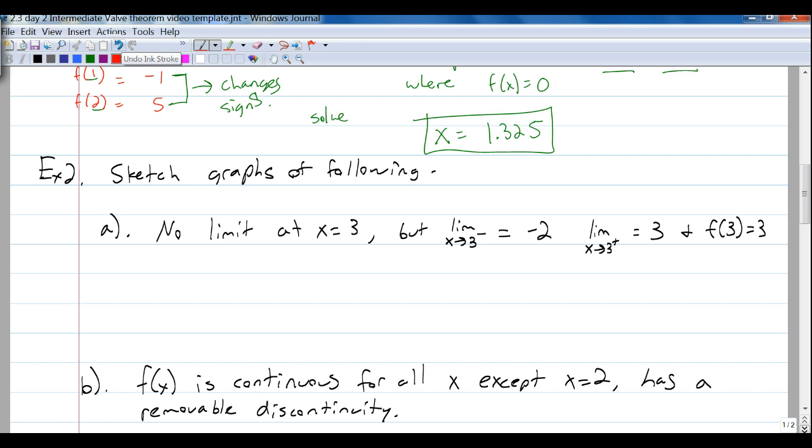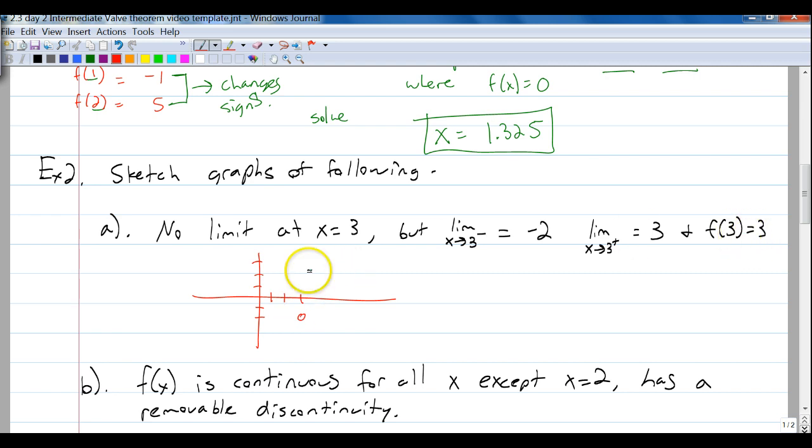I don't have a limit at 3, but the limit from the left is -2. The limit from the right is 3, and so is the value of the function. So I'm going to just say that when x is 3, that's where everything's happening. And then I have a value of 3 in the y and a value of -2 in the y. So when I'm at -2, that means the limit approaching from the left is -2, but the function does not equal it. So I'm going to put an open circle here.